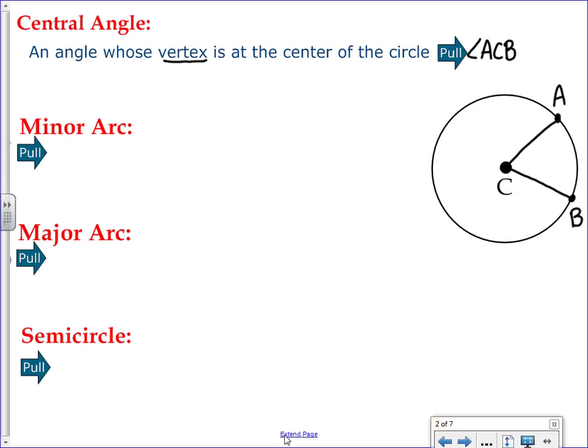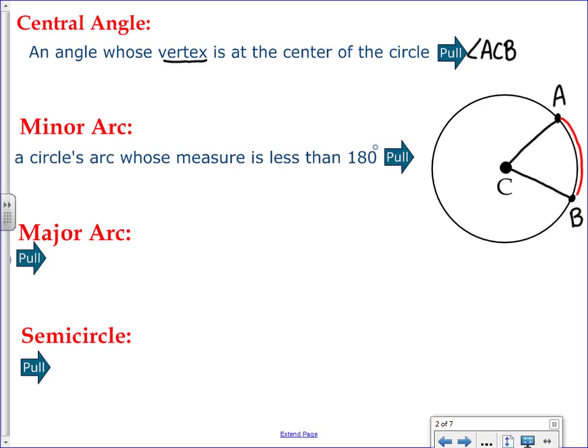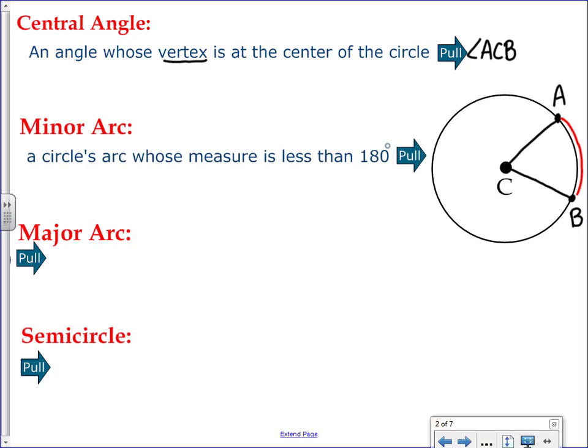All right, next we have a minor arc. Anytime you have a central angle, it actually splits the circle up into 2 arcs. I'm going to color coordinate these. The minor arc is going to be the arc, meaning the curved part of the circle, that is the smaller piece. So the minor arc is a circle's arc whose measure is less than 180 degrees. We'll talk about that in a moment.